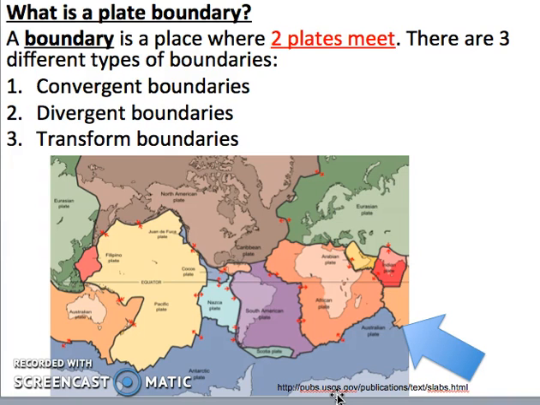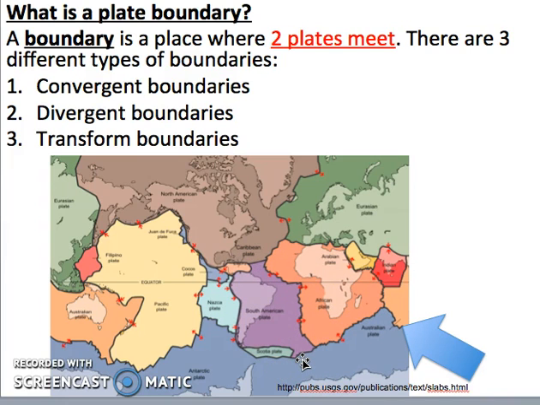So now let's talk about plate boundaries. A boundary is where two plates meet. This arrow is pointing to one boundary between the Australian plate right here and this other plate right here. Everywhere where you see a black line, that is a plate boundary.